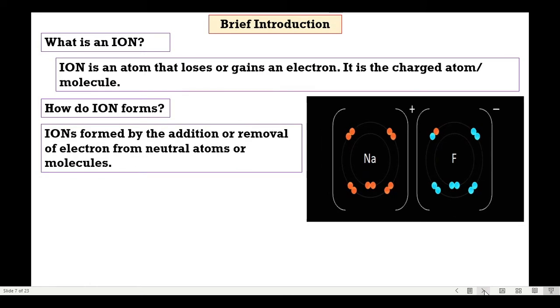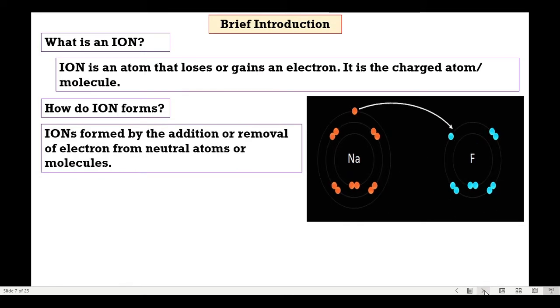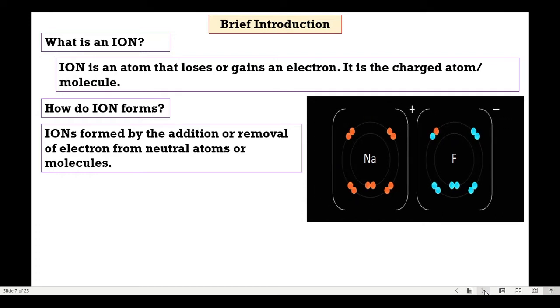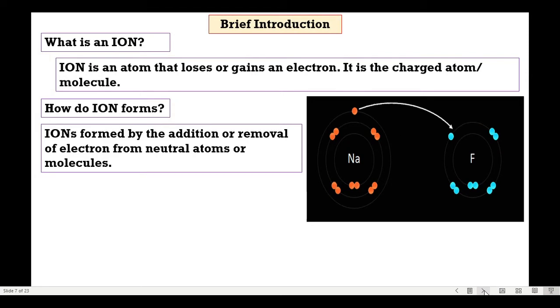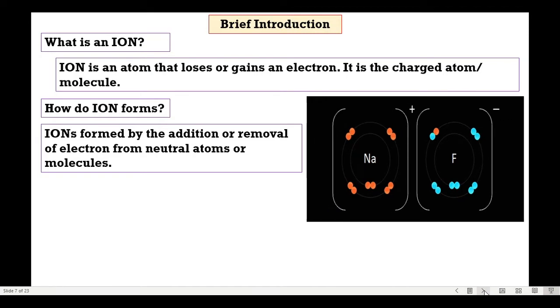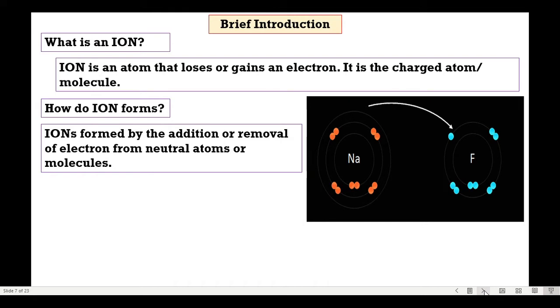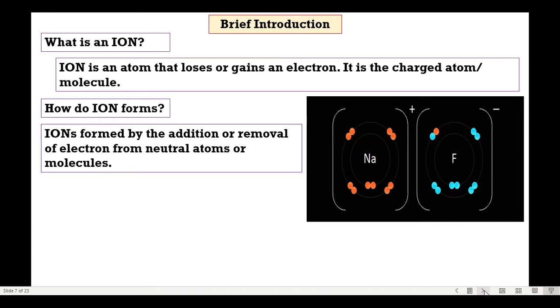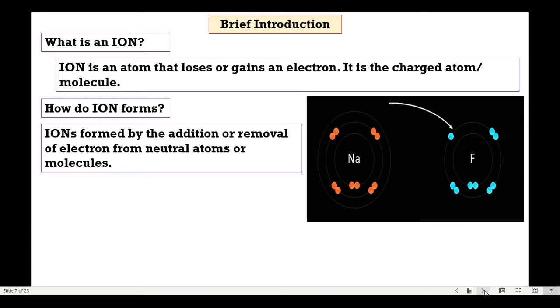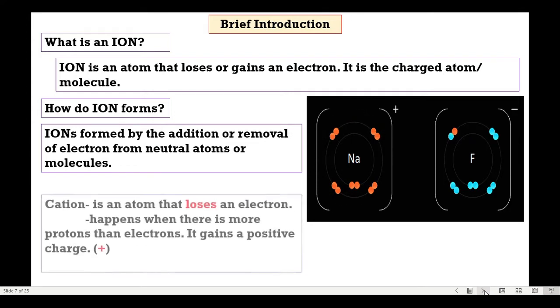Ions formed by the addition or removal of electron from neutral atoms or molecules. So, nasabi ko na kanina, balikan ulit natin. Addition or removal of electron. So, dito kay sodium, dahil siya yung nag-lose ng isang electron, siya yung nag-remove. Siya yung natanggalan, kaya siya nag-lose. Yung addition naman, si fluorine yun, kasi nadagdagan siya ng isa na galing kay sodium. Kasi nga, siya yung tumanggap. So, siya yung nag-add ng isa. Okay? So, ions ang tawag doon.